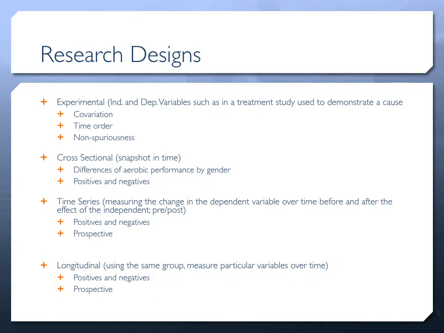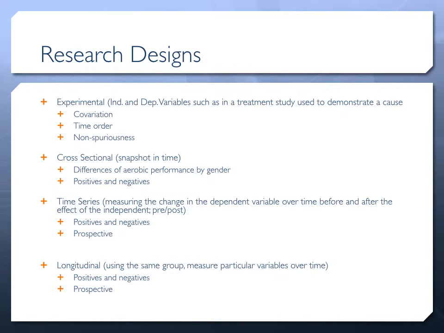The last one is a longitudinal study, and similar to a time series study, it uses time, but in a longitudinal study, it's usually over a longer period of time. Could be months, could be years. Often you use this kind of study if you're looking at, let's say, the effect of pollution on a particular population in a geographic location over the last 10 years.